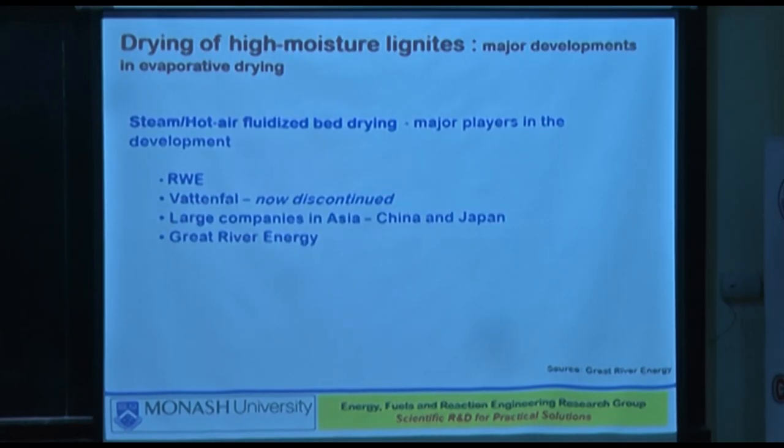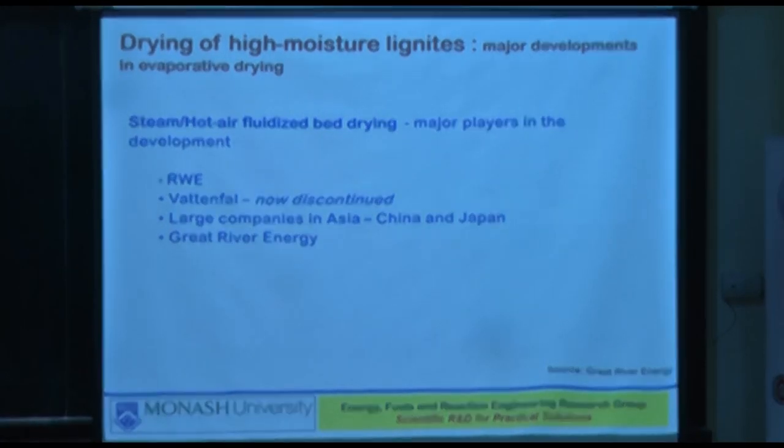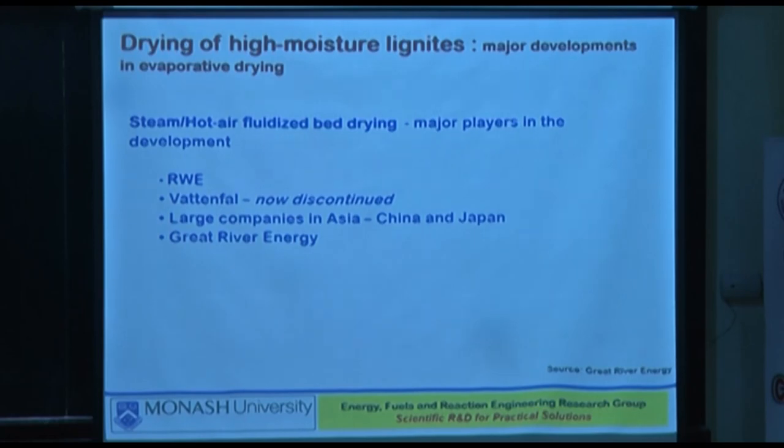These are the major players. There is a large number of companies in Japan and China that have now developed technologies. And one is for the hydrogen energy supply chain project in Victoria, for which I'm now a consultant, and for the state government's advisory body as well. They are developing a drying technology based on the Japanese one. So there are different technologies offered by the Chinese and the Japanese now.